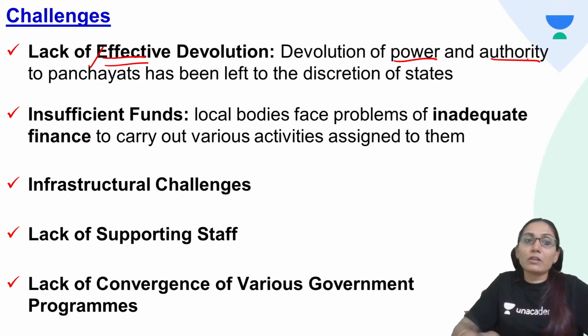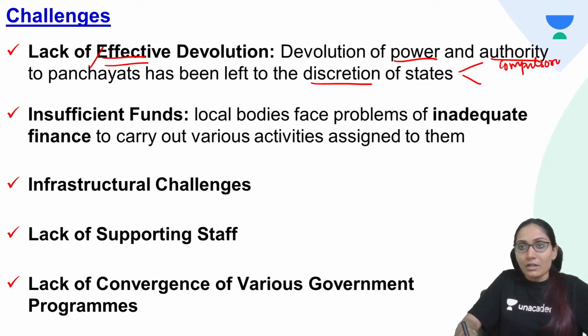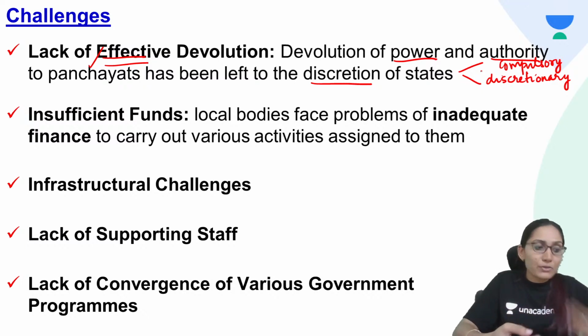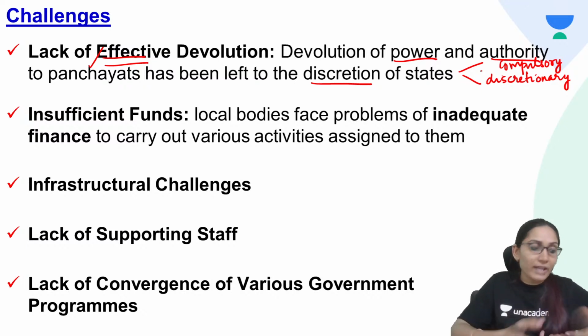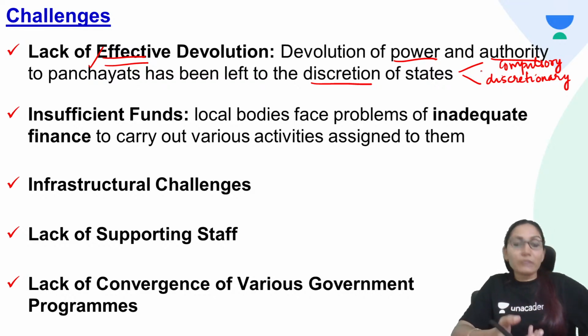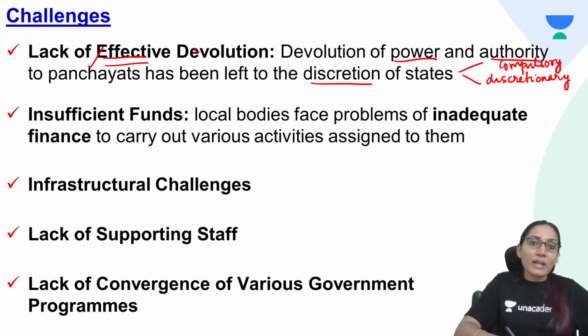Devolution of power and authority to the panchayats has been left to the discretion of the states. As we have seen, there are compulsory provisions and discretionary provisions. These discretionary provisions have to be granted by the state governments. How much power has to be given to the panchayats and how much authority has to be passed on to them is decided by the states. It's a part of the discretionary power of the state. So most state governments do not want to delegate much power to the panchayats. So there is a lack of effective devolution.